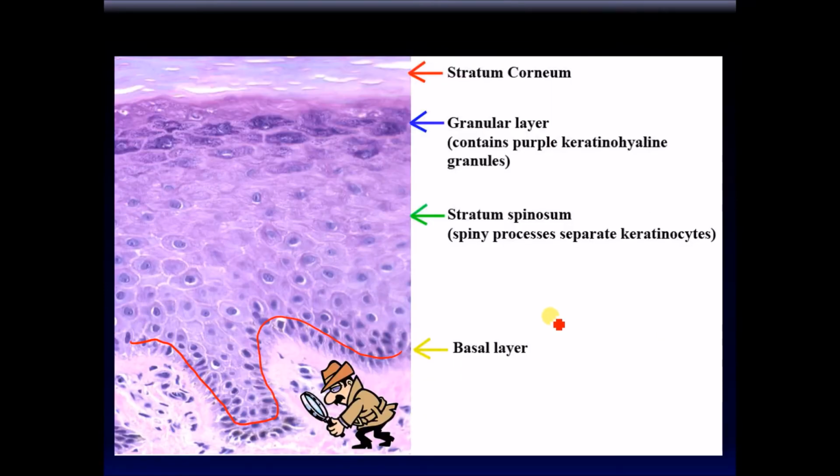Now this is a histology picture, that is, this is skin under the microscope. So here's the basal layer. And as you can see, as the cells travel over here, they lose their nuclei, and if you don't have nuclei, that cell is dead.